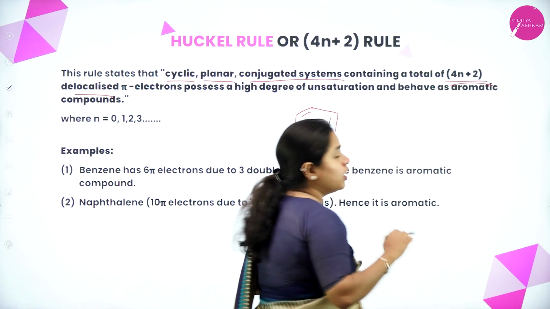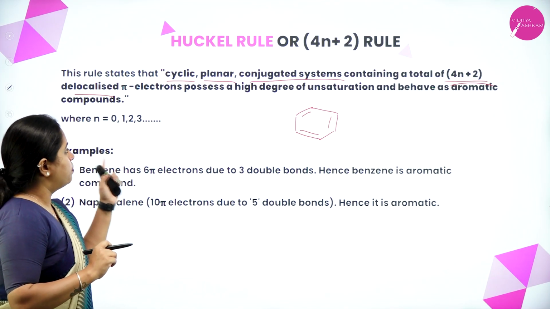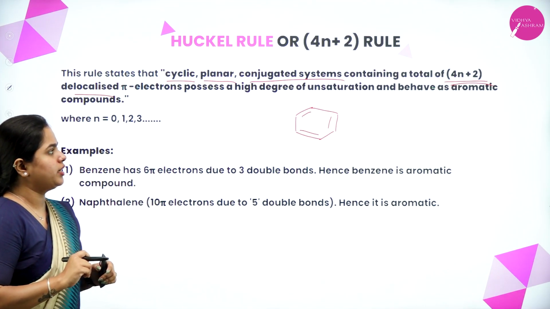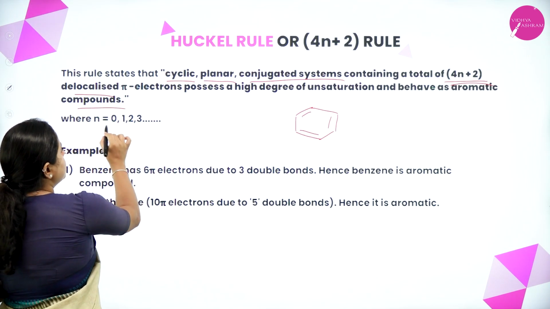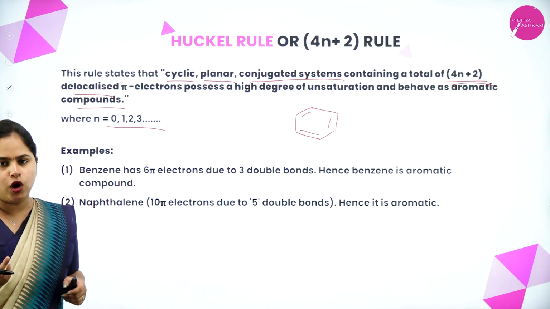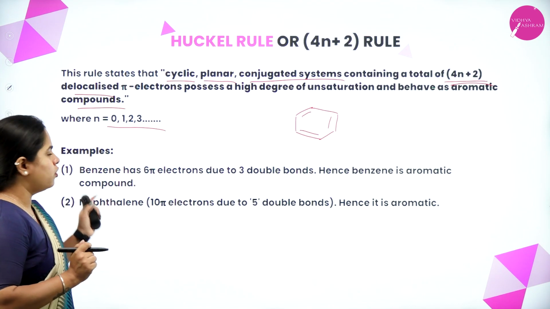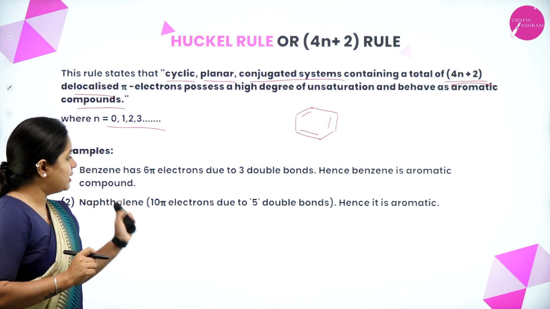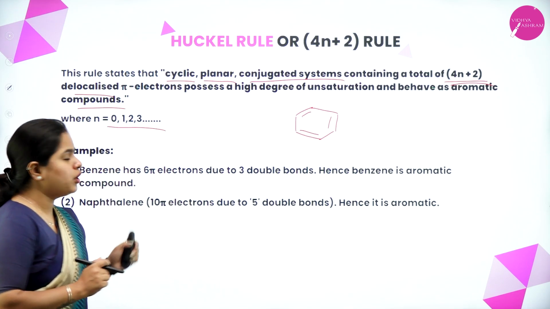It should contain 4n plus 2 delocalized pi electrons, possess a high degree of unsaturation, and behave as an aromatic compound. And this n stands for 0, 1, 2, 3, all these values. It can't have any fractions. For example, let's take benzene. Benzene has 6 pi electrons due to 3 double bonds. Hence, benzene is an aromatic compound.